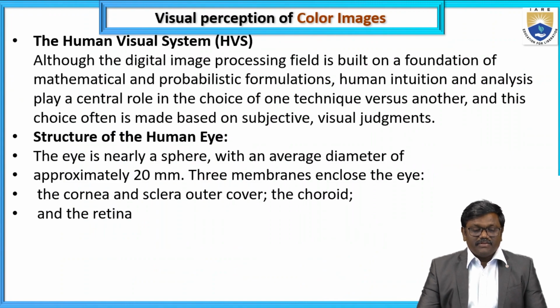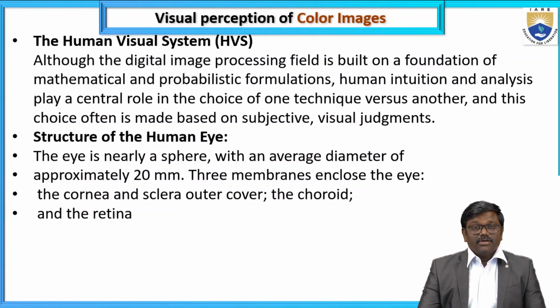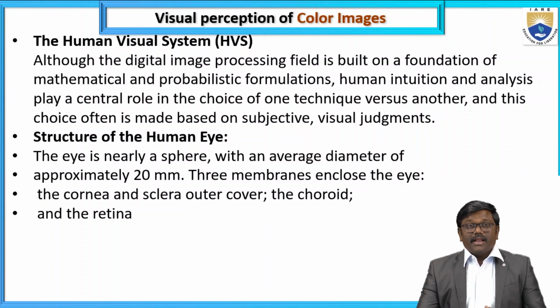Coming to this HVS, we can extend it to where we can concentrate. Digital image processing as a field is built on a foundation of mathematical and probability formulations. Human intuition and analysis play a central role in the choice of one technique versus another, and this choice is often made based on subjective and visual judgments.